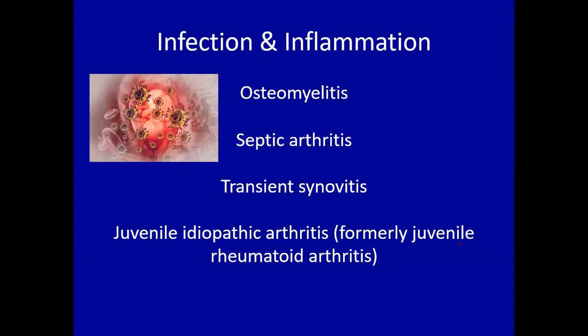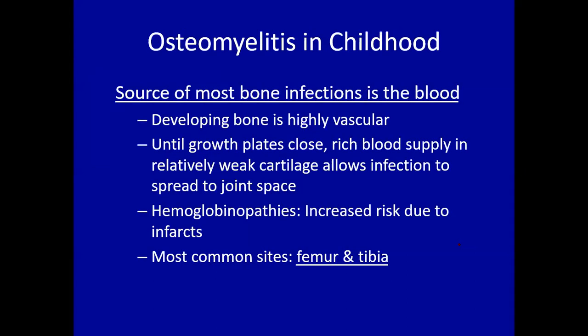Infection and inflammation. So this is also covered in Professor Clark's lecture, but we'll just go over it. So osteomyelitis in children, the take home is that children are highly vascularized near the bone ends. So they are actually more susceptible to osteomyelitis because they have this rich blood supply. They can also have infarcts in those regions if they have a hemoglobinopathy. So the most common sites are going to be the femur and tibia.